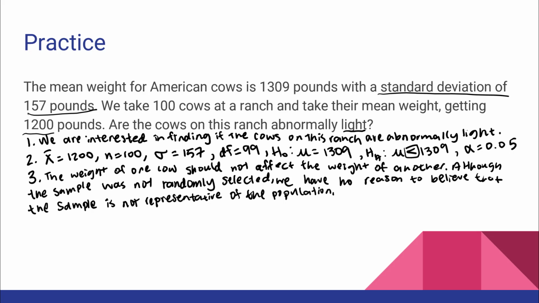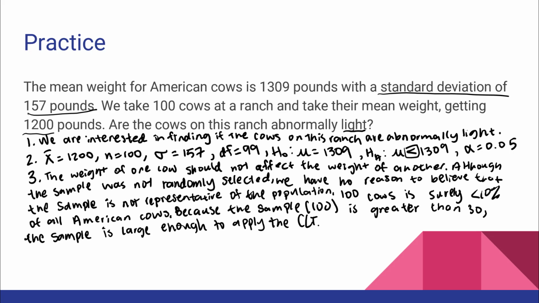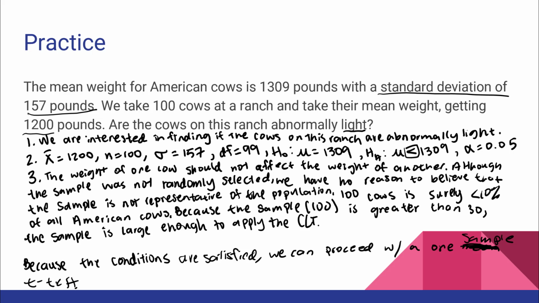100 cows is surely less than all cows in America, so we can just say that the 10% condition has been satisfied. And because our sample size, which is 100, is way greater than 30, our large enough condition, or nearly normal condition, is also satisfied. And because our conditions are satisfied, we can proceed with A and then name our test. So a one mean t-test.